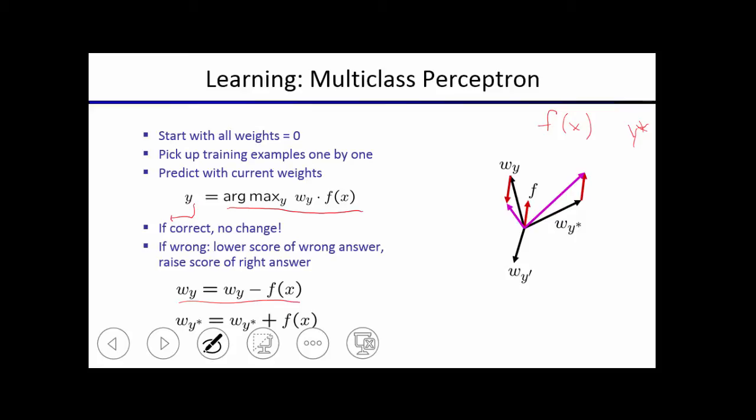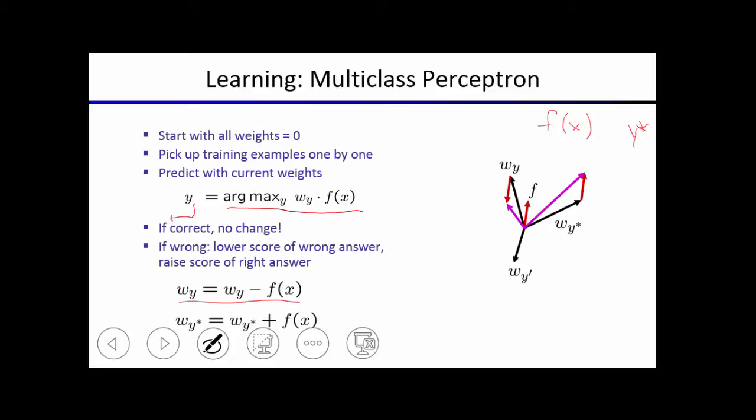Any questions on this learning procedure? Okay, so let's step through a question. Wait, so in the case where there are multiple wrong answers, do you just choose the one that's most wrong and update that? Yes.